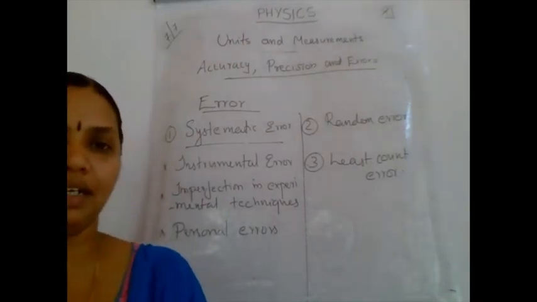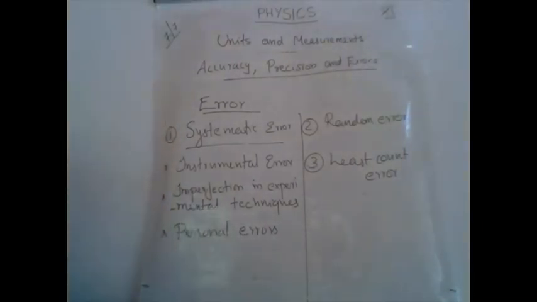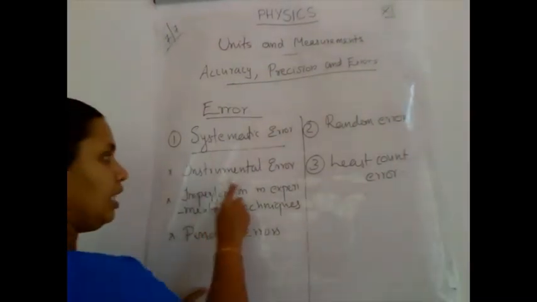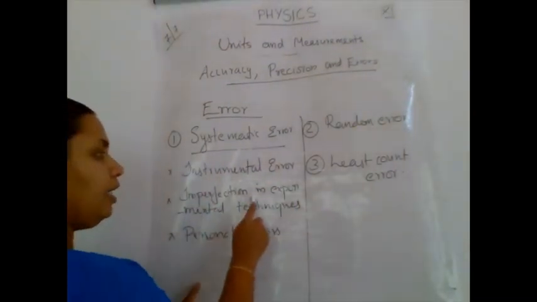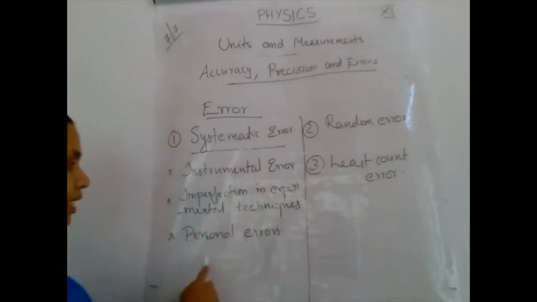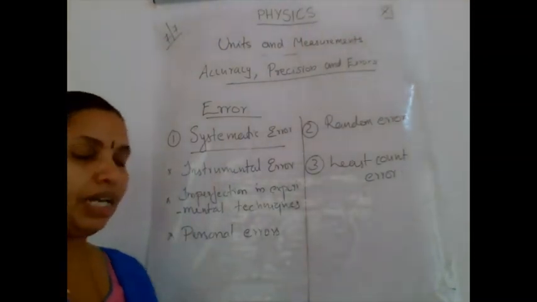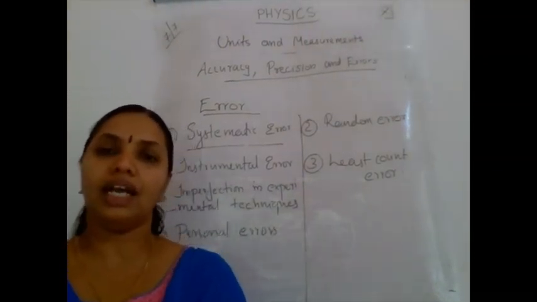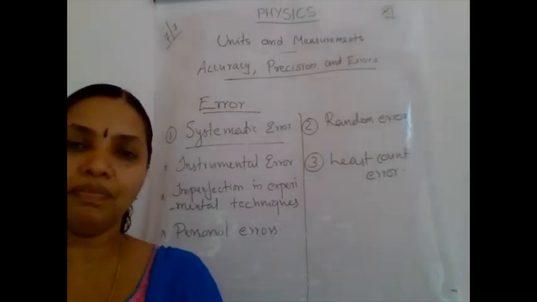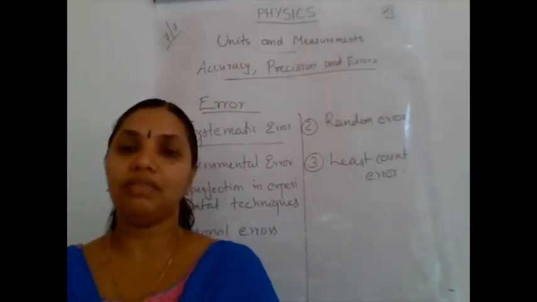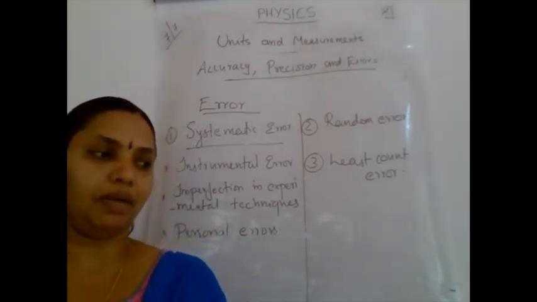And systematic error is of three types: the instrumental error, imperfection in experimental techniques, and personal error. It is classified into three. And what is the instrumental error? Instrumental error is the problem with the instrument which we are using for measurement. That is the instrumental error.